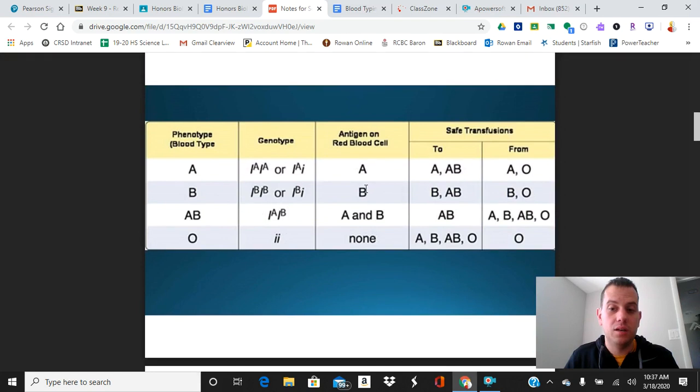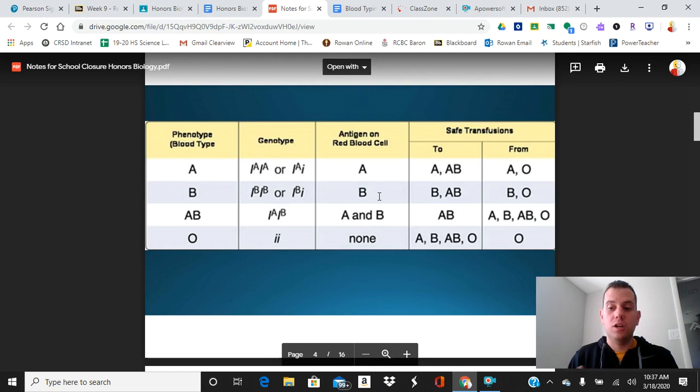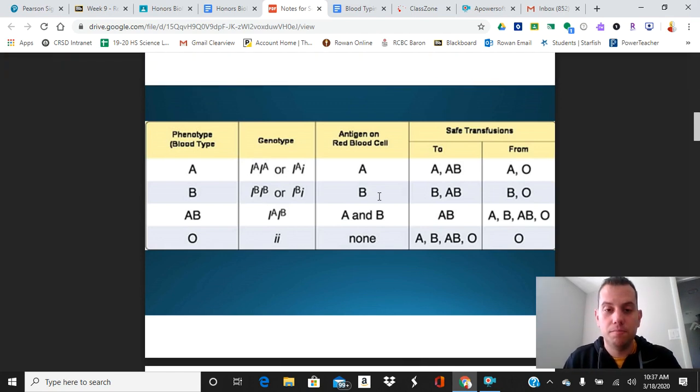If somebody is carrying a little i, that is not expressed. So someone who has type A blood phenotype can either be AA or A little i. They have the A antigen on their red blood cells, but they have anti-B antibodies, which we'll see. When you do the readings, you'll take a look at that and watch the videos.